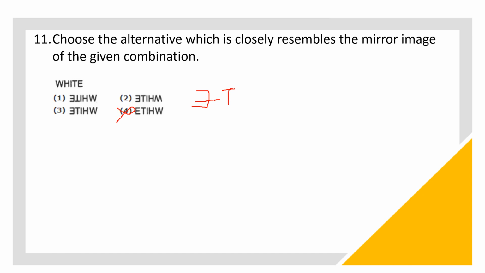So second and 3 are possible answers. In the first option, T is upside and downside changed. So this is not a correct option. So observe 2 and 3. T, I, H are identical. So W is also identical, but in the second option it is changed upside and downside. So this is not a correct answer. So the correct answer is 3.